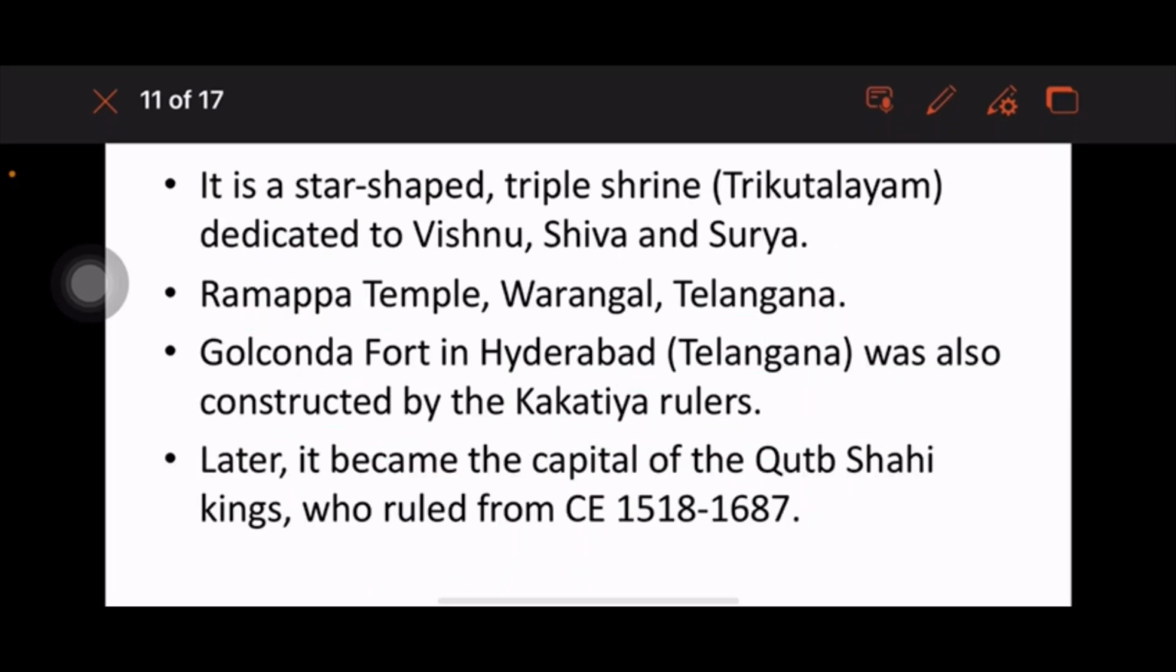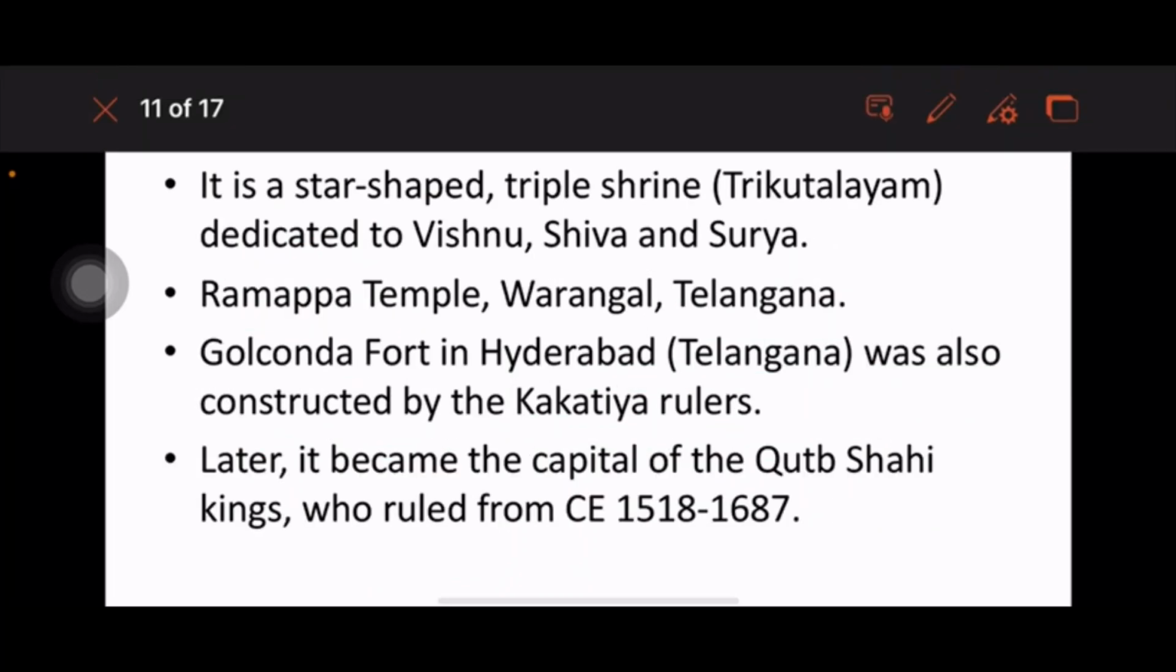This is a star-shaped triple shrine, that is Trikutalayam, dedicated to Vishnu, Shiva and Surya. Ramappa Temple, Warangal, Telangana. Golconda Fort in Hyderabad later became the capital of the Qutub Shahi kings.